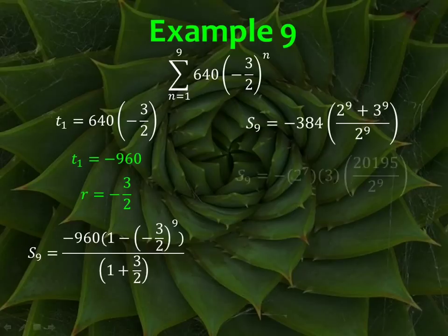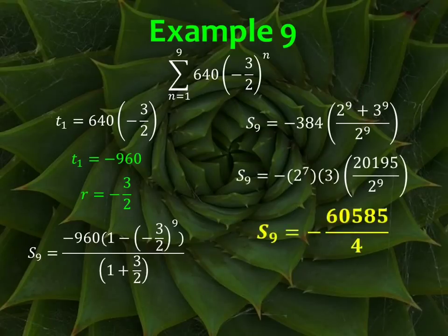All right, so you put all those in. I factored out a negative 384. You don't have to do that. You can just let your calculator do the work. You get negative 60,585 over 4, which is also the same as negative 15,146.25. So the key with some of these geometric series is that the sum has to be entered into the calculator correctly to get the right answer. Otherwise, you're going to have some wayward numbers.